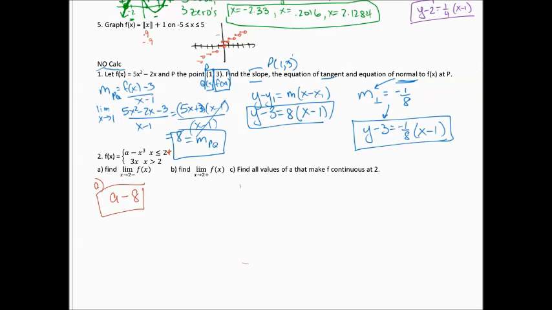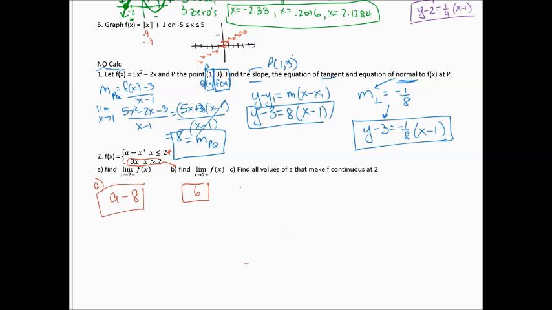For part B, 2 from the right, well, from the right, I'm approaching this right here. That would be 2 from the right. And this, again, plugging it in, you're going to get a value of 6. We could do direct substitution since that is a polynomial.